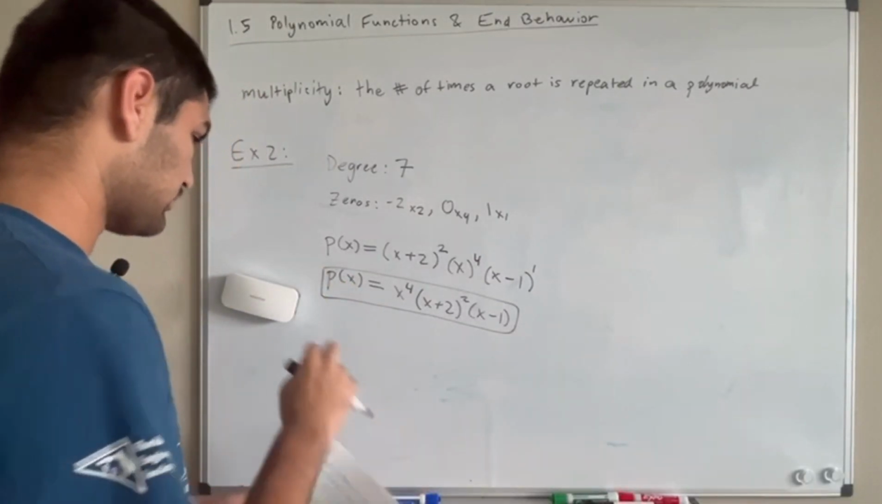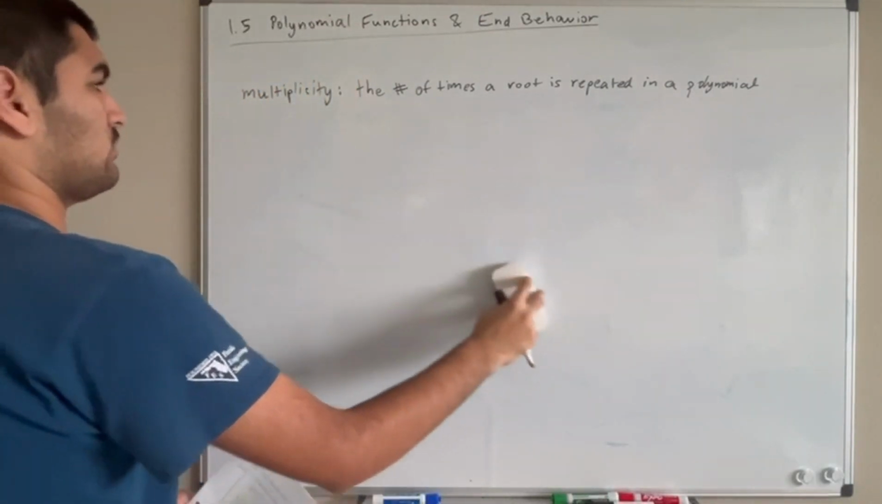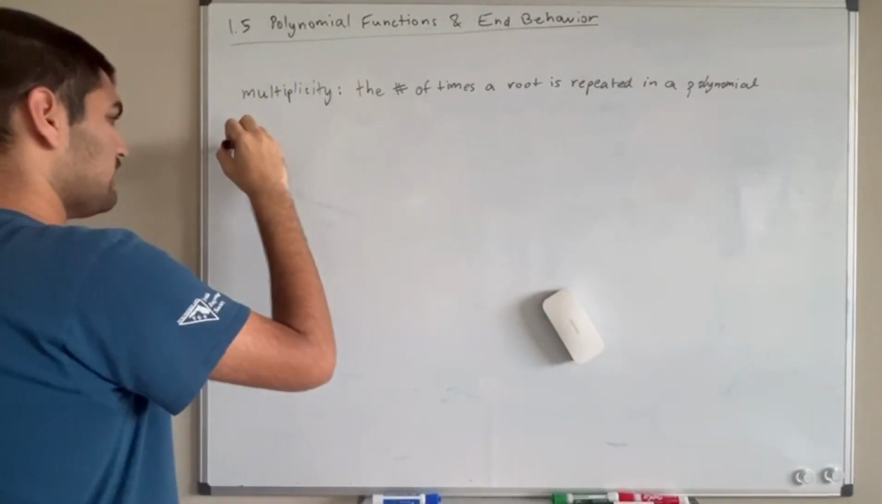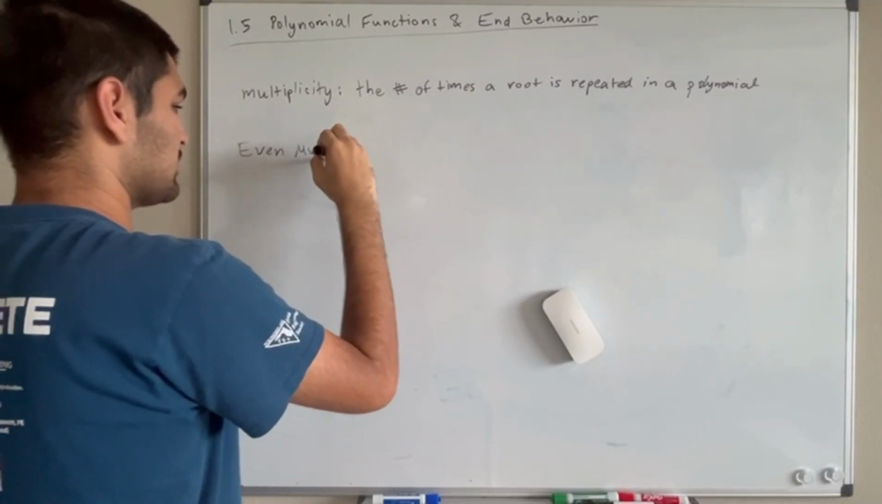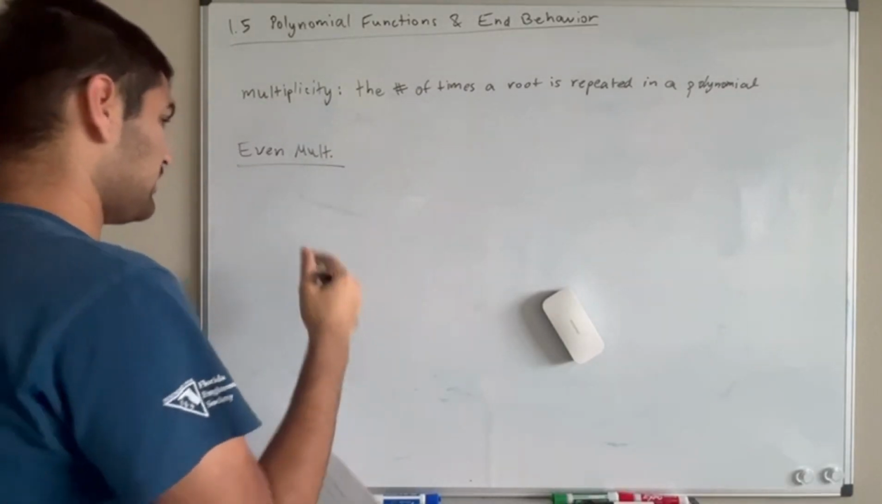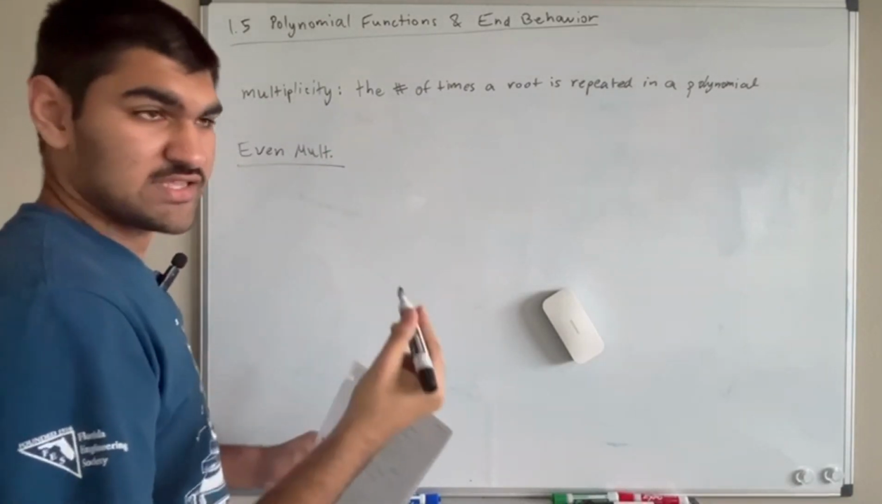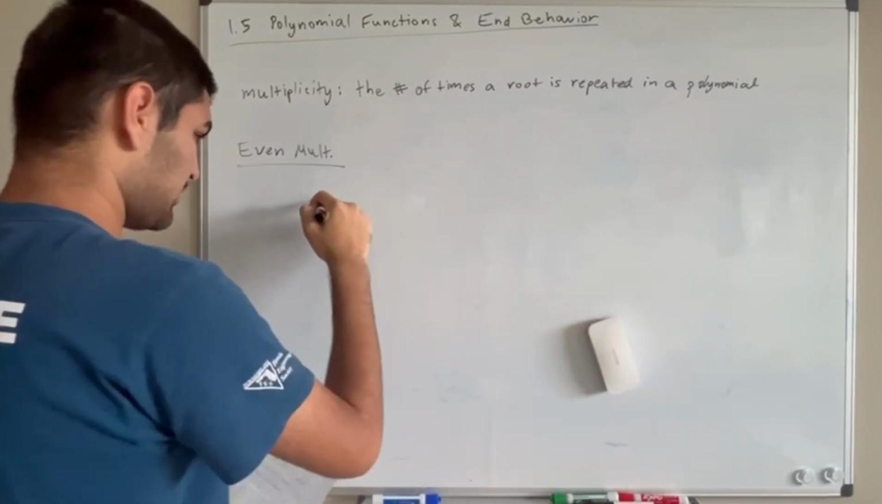Okay, cool. Now let's talk about even and odd multiplicities. So if you have an even multiplicity, which I'll just abbreviate as MULT, then that means the zero, which has the even multiplicity, is going to just barely touch the x-axis. It's going to touch it and come back.